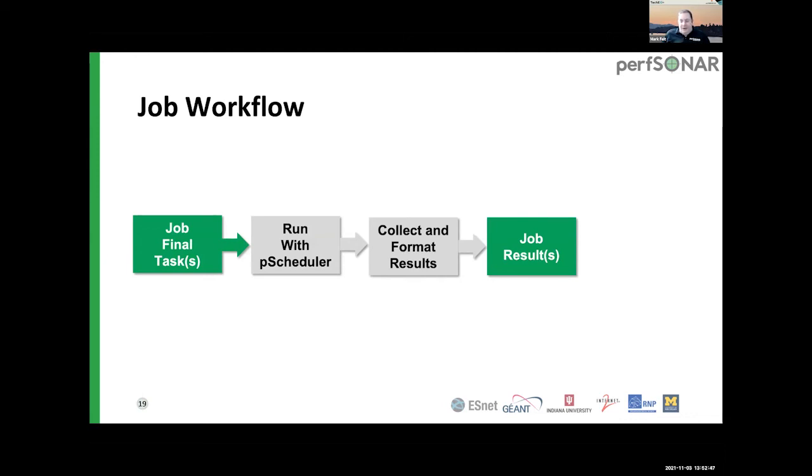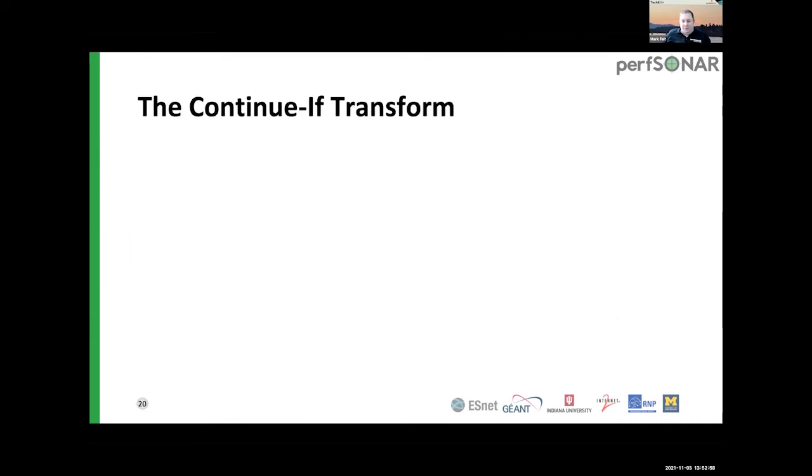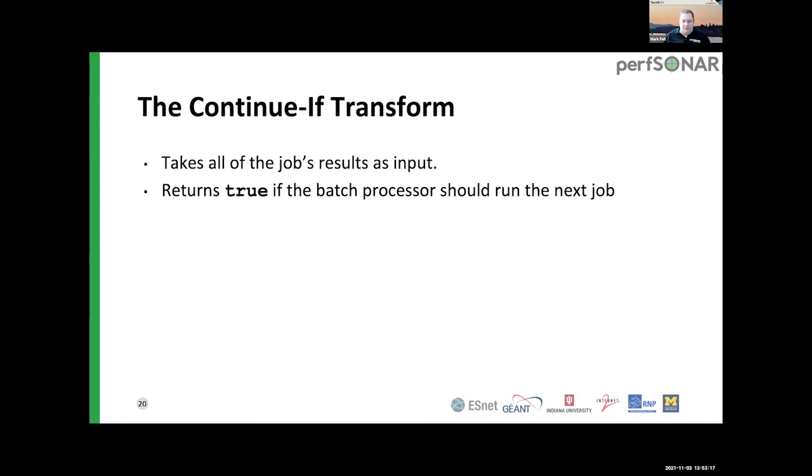Something that's going to be added in release 5.0 is a thing called the continue if transform, which has access to global as well. The continue if transform's job is to figure out whether or not the batch should proceed. So it takes all the job's results as input, and you can do whatever manner of transforms or anything else like that you want on it. And basically it's a thumbs up, thumbs down sort of thing. So if whatever bit of script you put in there decides that the next job should be run, it returns true. Otherwise, it returns false.